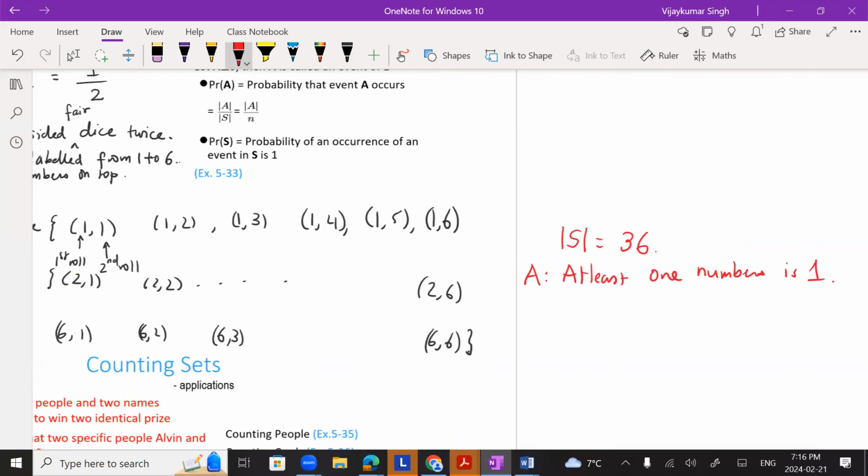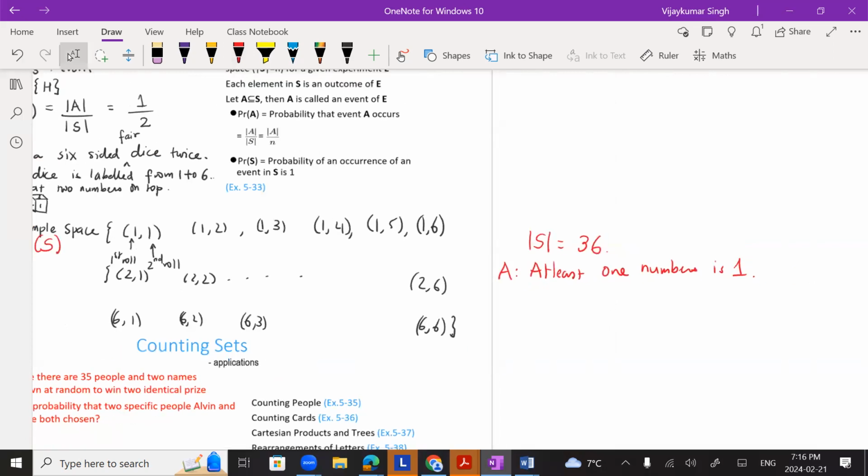So let's look at this event. What is the case that at least one of the numbers is 1? In that case, all of the first row will have 1, and all of these will have 1. So the total is 6, and then 6 here, but 1 is common. So in total, that's 11. So the size of A is 11, right? And then I can ask, what is the probability of A happening? That is, the probability that at least one of the numbers is 1.